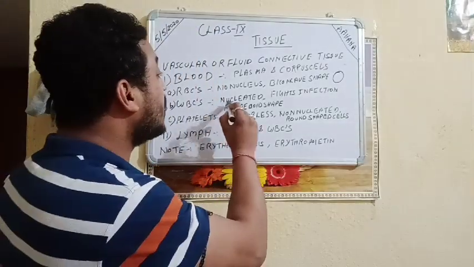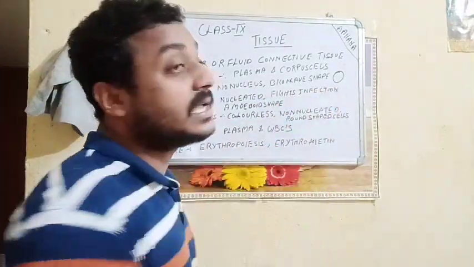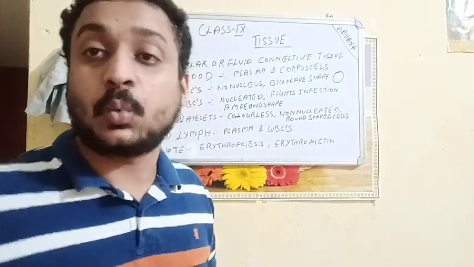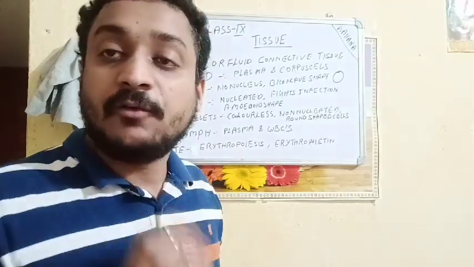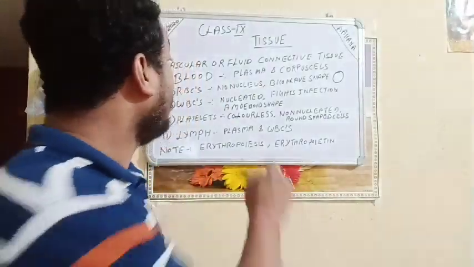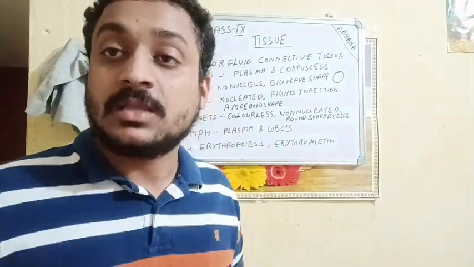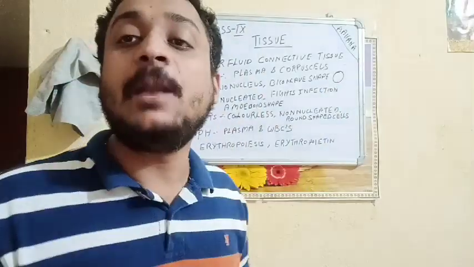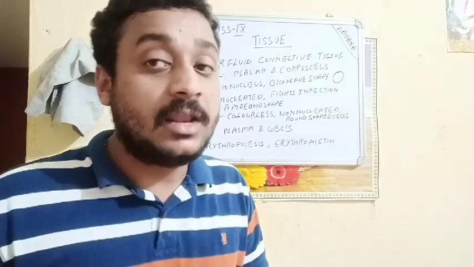So leukocytes are nucleated. They have a nucleus and they fight against infection. Wherever there is infection, the leukocytes will reach there and fight against it. And they are amoeboid in shape, meaning their shapes are very irregular. Since they have an irregular shape, they can reach any desired point where the infection has occurred.